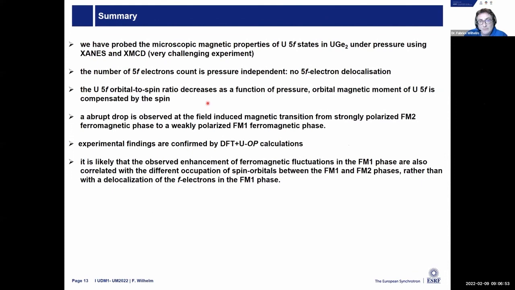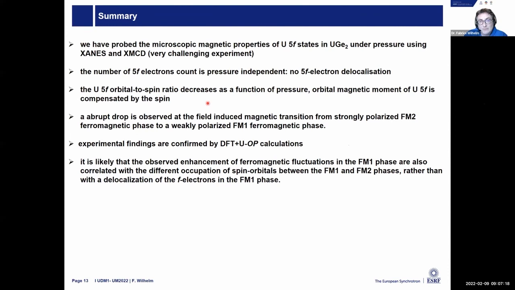So as a summary, we have probed the microscopic magnetic properties of the uranium 5F states in uranium germanium 2 under pressure using XANES and XMCD experiments. I remind you that these are very challenging experiments because first of all, we had to develop a very specific diamond anvil cell. We found out that the number of 5F electron counts is pressure independent. There is no 5F electron delocalization at all.